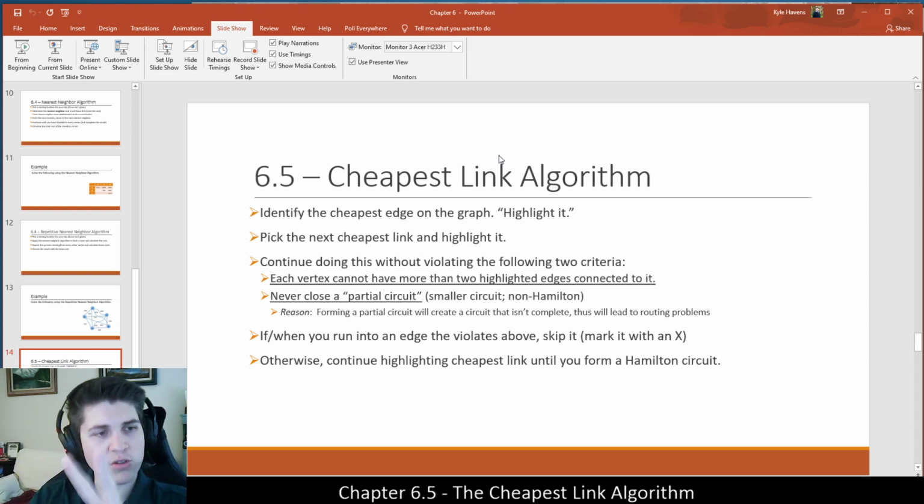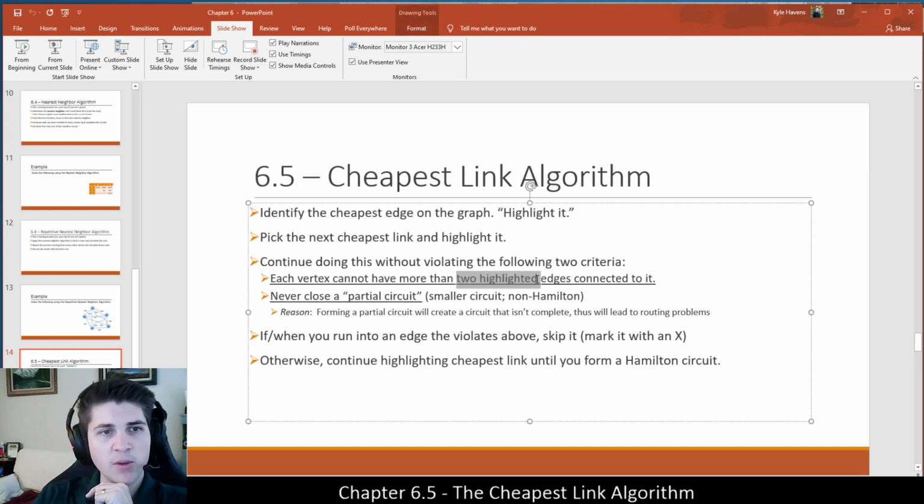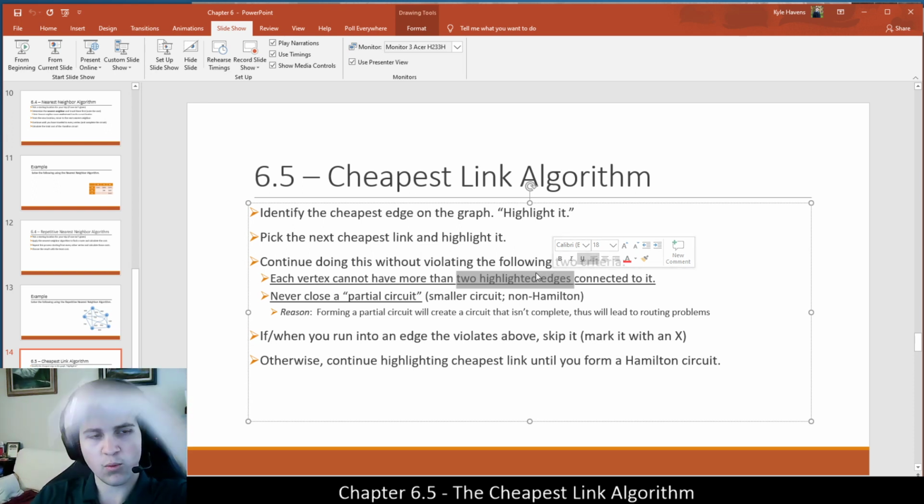So there's two conditions you must remember when running the cheapest link algorithm to make sure that you actually build a Hamilton circuit. Because if you ignore these two things, most likely you're gonna have a bad time. You're gonna run into a problem. So the two criteria that you cannot violate is number one, each vertex cannot have more than two highlighted edges connected to it, which just is a way of saying we have to go into a vertex and out of it. We do not want to have a third highlight within one location.